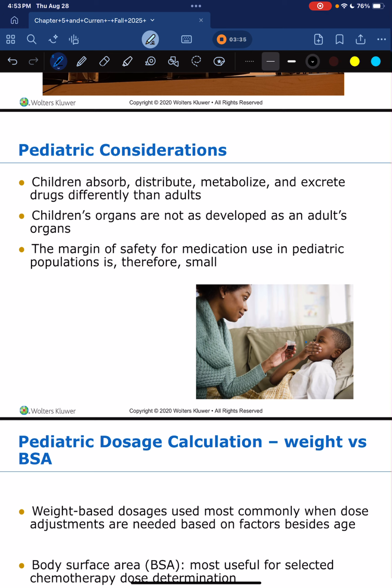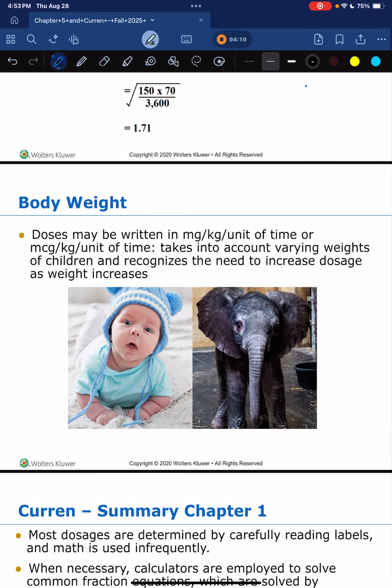And body surface area, this is the equation for body surface area. There's a number of tools that will calculate body surface area for you. And so you don't necessarily need to remember or memorize this. But BSA comes into play with both pediatric and with burn patients. When we're calculating fluid replacement volumes, we often use body surface areas to calculate how much fluid in milliliters per hour we want to give our patient. So you may see dosages written in milligrams per kilogram over a unit of time, or micrograms per kilogram per unit of time, and that takes into account those varying weights.